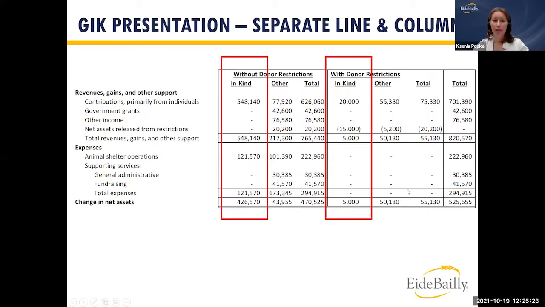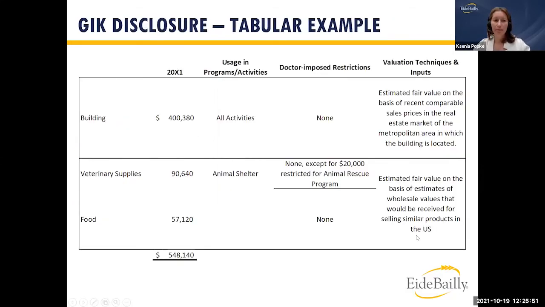This is a different presentation of this similar information, where without donor restrictions and with donor restrictions could be broken out between in-kind and other. I don't anticipate seeing this example as much, from what I've seen AICPA put together as examples for this particular standard. Most organizations, I think, will keep the different row instead of adding additional columns for the in-kind.